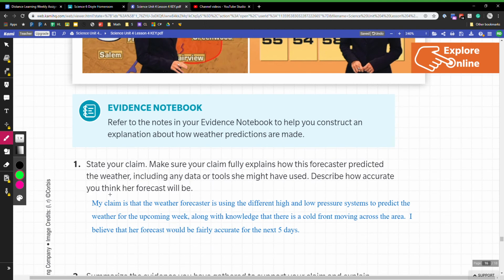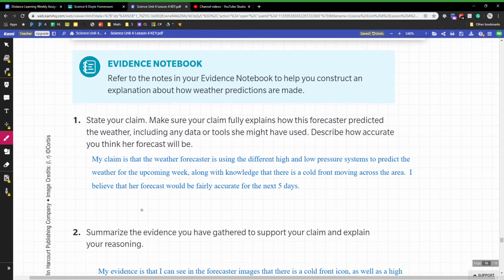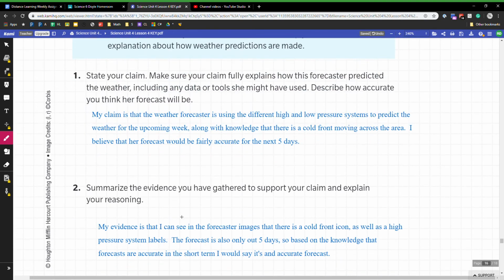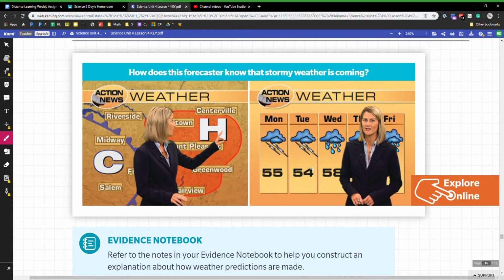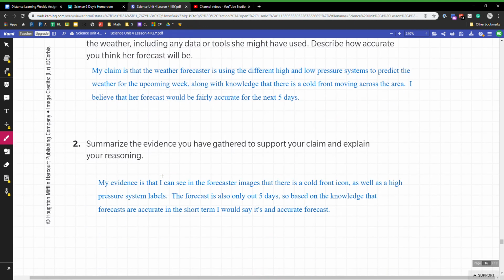Describe how accurate you think her forecast will be. These are your own words for your statements, but you should be saying something about her forecast should be fairly accurate because it's only for 5 days out, and it looks like she's using real tools over here to actually measure those things. It's almost the same exact kind of answer I gave in the lesson with that thing.